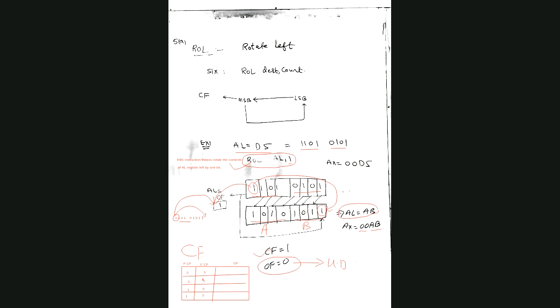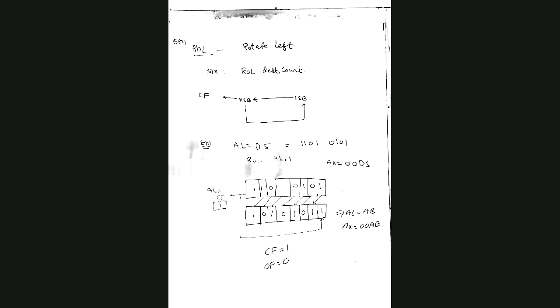Now I think I have to redraw again, because I need some more columns. So let us draw these lines: 1, 2, 3, 4, and 5.